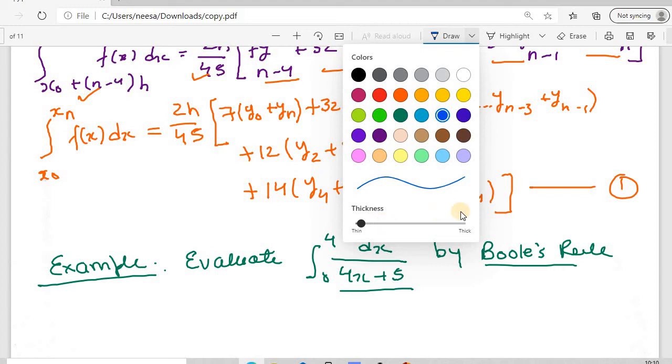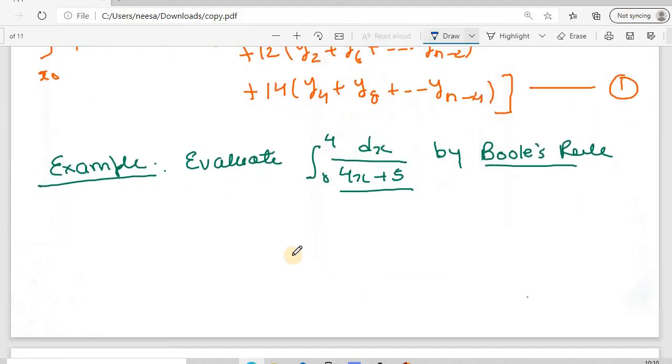So first of all, we need to create the data table. So we'll be creating the data table, and we need to decide what will be n here and what will be h here. So if you remember, this is Boole's rule. The number of intervals has to be a multiple of 4. So it is better that we keep 4 intervals here. So just to make 4 intervals, we will take n is equal to 4. So now once n is equal to 4, we can find out the value of h.